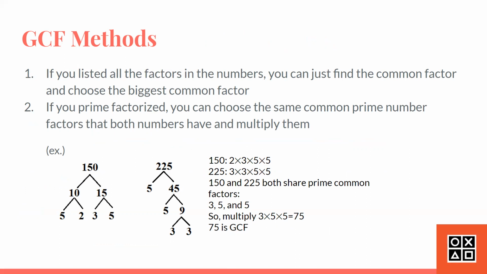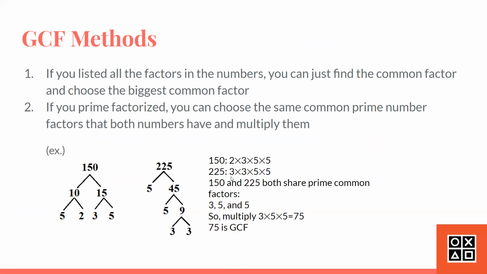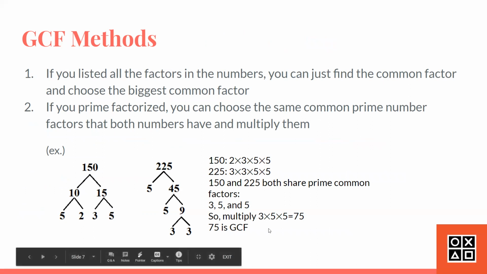If you prime factorize, you can choose the common prime factors that both the numbers have and multiply them together. So here, for example, 150 and 225. 2 times 3 times 5 times 5 is equal to 150, and 225 is 3 times 3 times 5 times 5. These are the numbers that result from the tree. You can see that they both share prime common factors of 3, 5, and 5. So if you multiply them together, 3 times 5 times 5 equals 75, and therefore 75 is the greatest common factor.